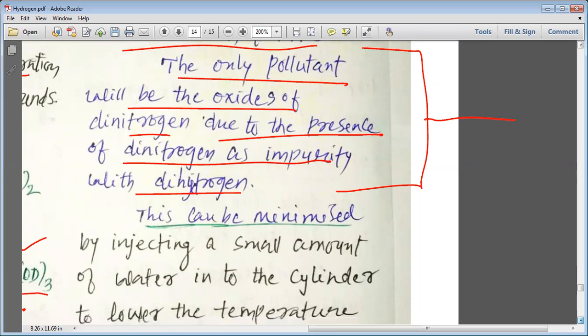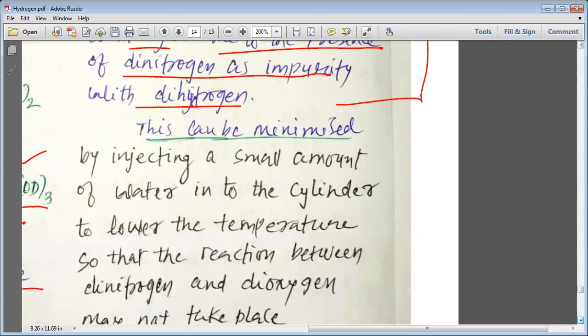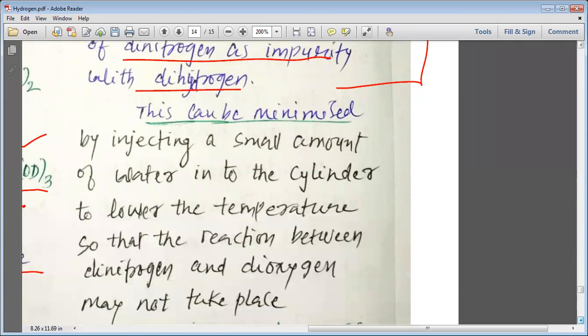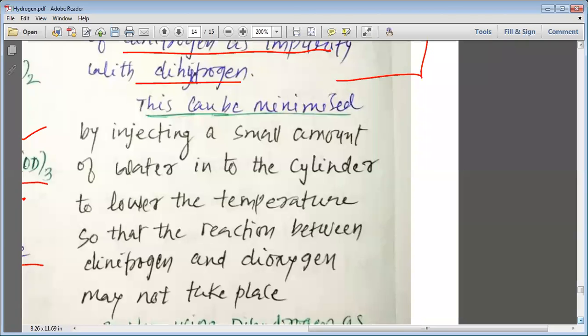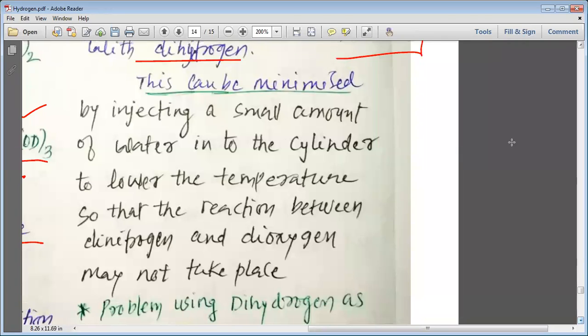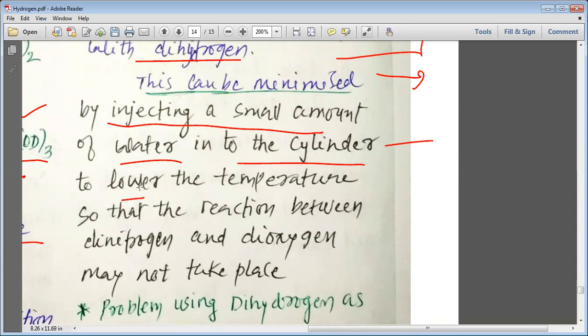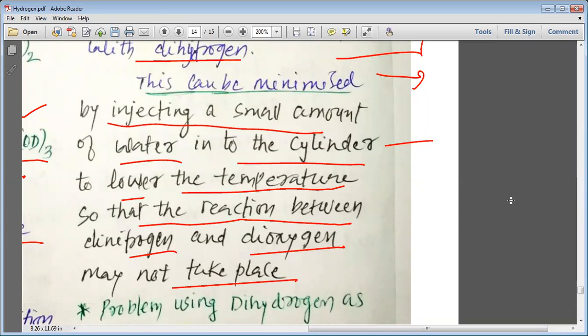But this amount of nitrogen present in the hydrogen can be stopped by controlling the combustion process, and thus the pollution can be minimized. What is the process? By injecting a small amount of water into the cylinder of hydrogen to lower the temperature, so that the reaction between dinitrogen and dioxygen may not take place.